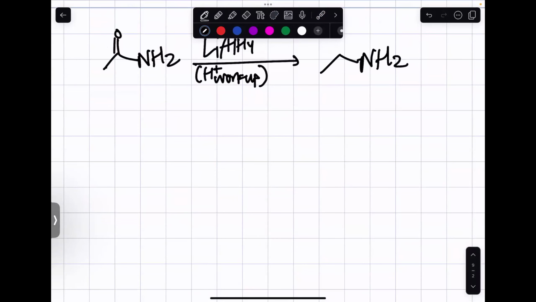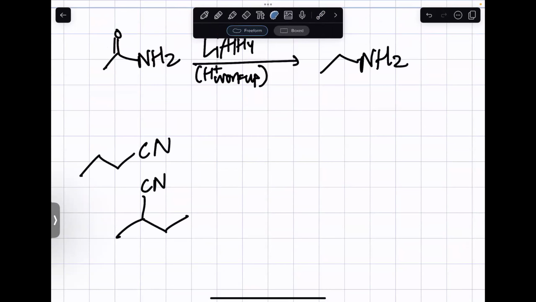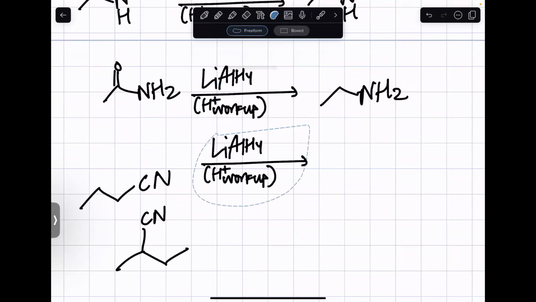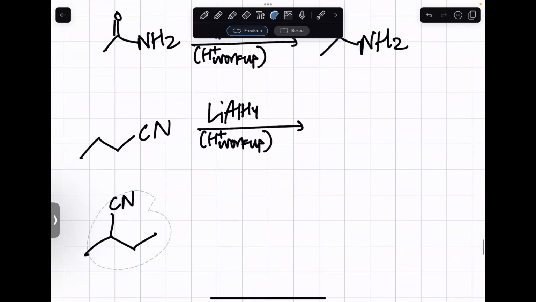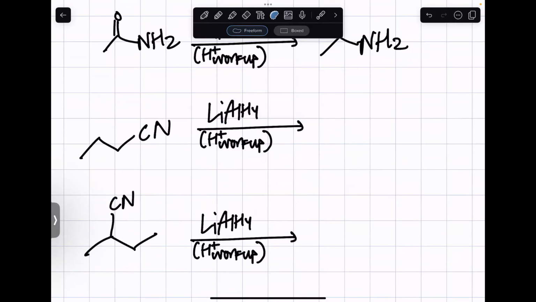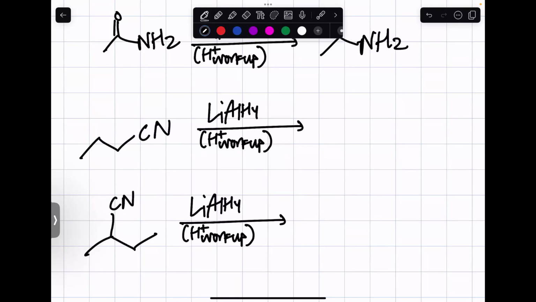Another thing could be something like this, a nitrile. Have you guys learned about reducing nitriles? I think we learned it, and it does become NH2. But I'm going to give you two structures, a common one that people draw from this, and then the other one. Which one's the correct one? Is it this NH2 or this NH2?